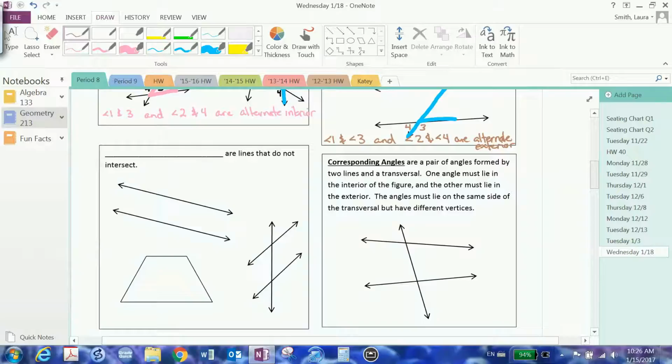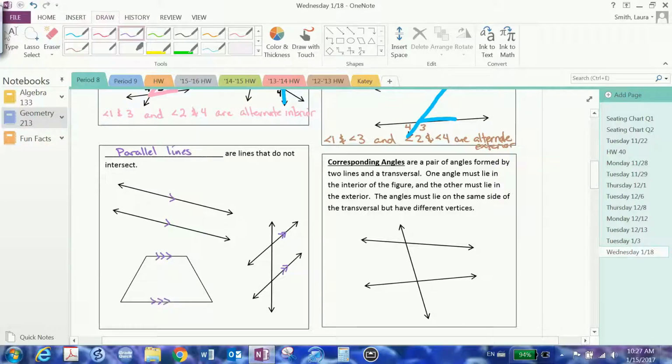Okay, so let's do some more definitions. Parallel lines are lines that do not intersect, and we indicate they're parallel. Right, you know how we have tick marks for congruent? Well, we also have tick marks for parallel. And we use arrowheads. So I could do one arrowhead, or I could do two arrowheads, right? Or I could even do three if I get excited and want to do that.